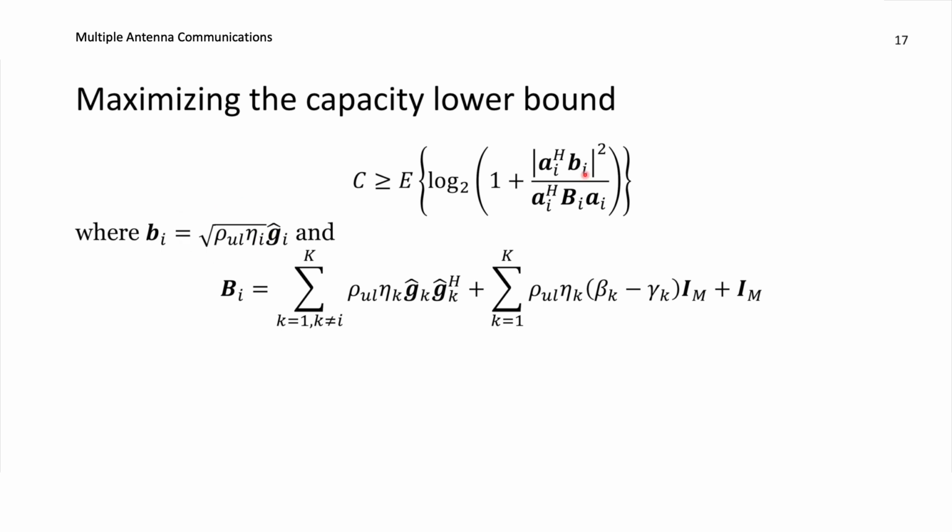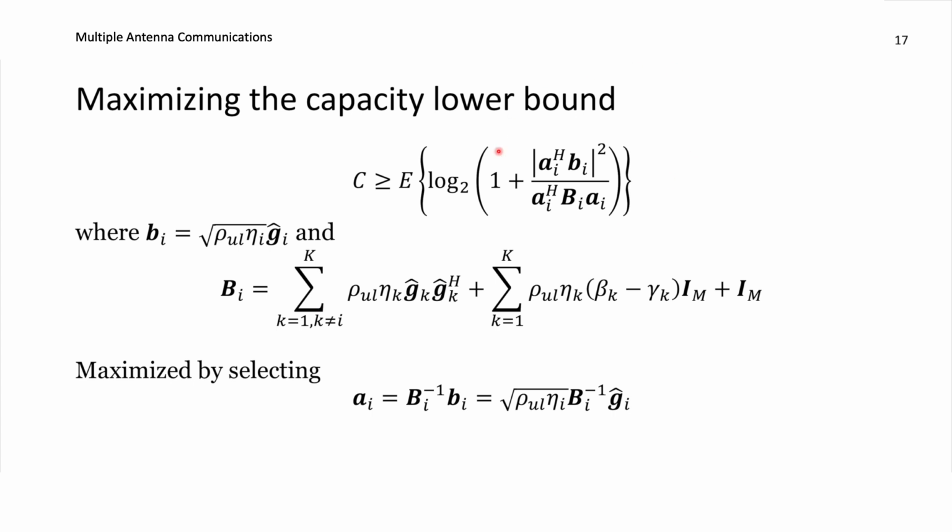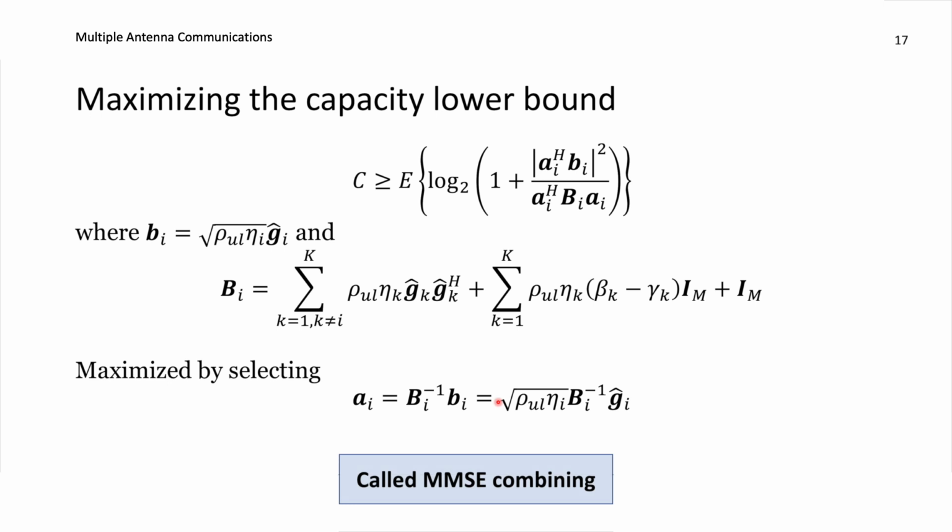Then what we have inside here is exactly what was showing up in the Rayleigh quotient theorem. So we are maximizing this expression, this ratio, by selecting a_i to be equal to capital B_i inverse multiplied with this b_i vector. And then we can just replace b_i with the channel estimates, and we have this power scaling term. And this is called minimum mean squared error combining, or MMSE combining.